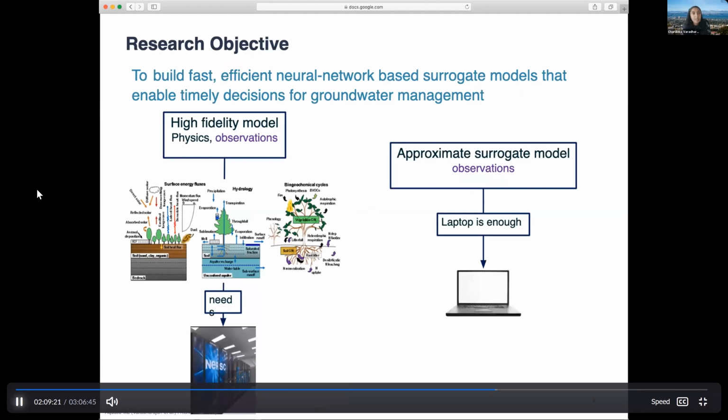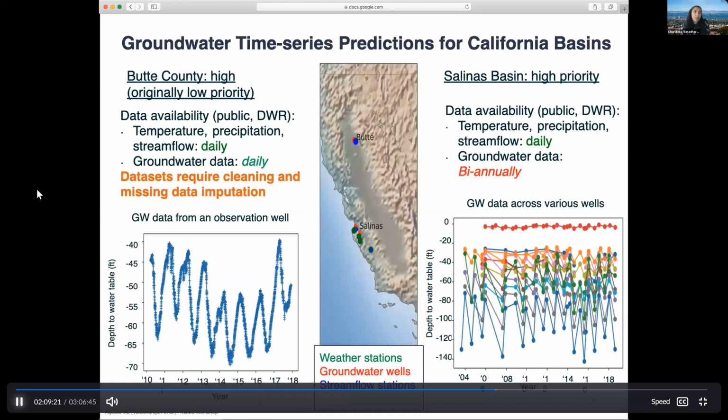So we started off with building deep learning models for some wells in Butte County, which is in Northern California. We primarily chose this region because there was data available there. By high resolution data, what we mean is daily data for groundwater and meteorology. Data availability turned out to be a pretty big challenge, because that wasn't the original region we would have targeted. We were originally eyeing something like the Salinas Basin, which is a high priority basin for the Sustainable Groundwater Management Act. But when we looked at the data there were only 2 data points a year. So we had to end up switching.